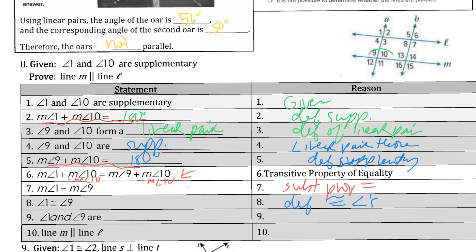Okay, and then it says, by the way, what are 1 and 9? Well, 1 and 9 are corresponding to each other. So we know they're congruent. We also know they're corresponding, by definition of corresponding. So then that means that if they're congruent and they're corresponding, well, then the lines have to be parallel, by the converse of corresponding angles. Okay, so they're congruent and they're corresponding, therefore the lines have to be parallel. Otherwise, they wouldn't be corresponding and congruent.